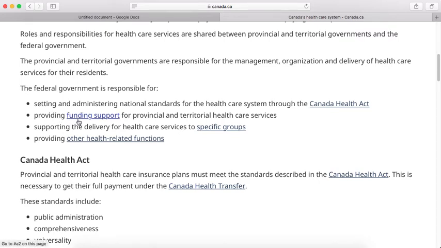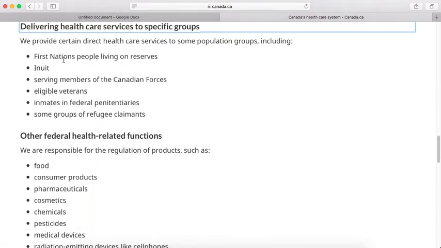Providing funding, support for provincial and territorial healthcare system, supporting the delivery of healthcare services to a specific group, and providing other health related functions. Now what are the specific groups? They are First Nation, Inuit, Canadian Forces, veterans, inmates, refugees, which I told you are RR-WIN.